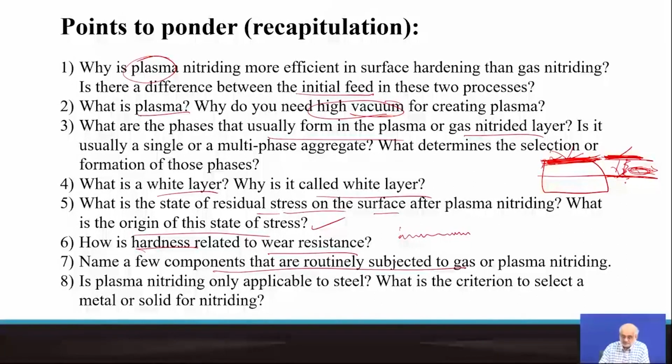You should find out what are the components which are routinely subjected to gas or plasma nitriding and to what extent. Plasma nitriding is not only confined to steel. I told you a number of times that it is applicable to all nitride forming elements. And we generally select only those which have a tendency for such nitride formation. I think that's all. We'll stop here.